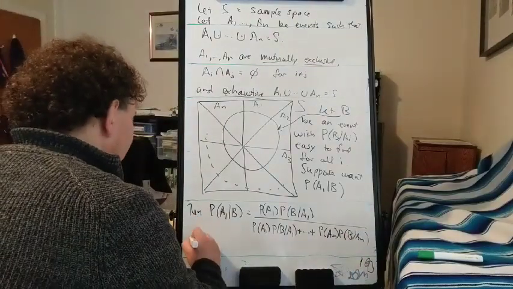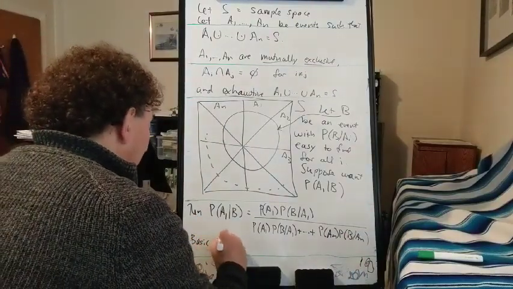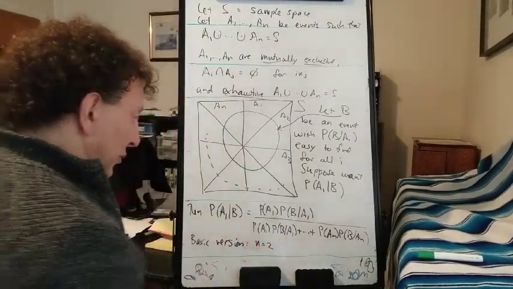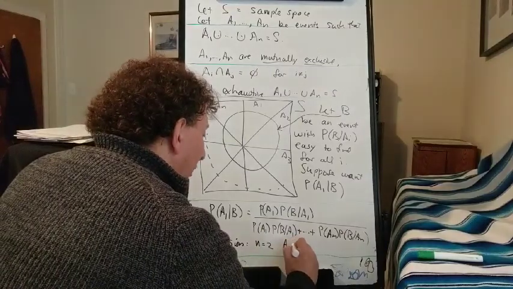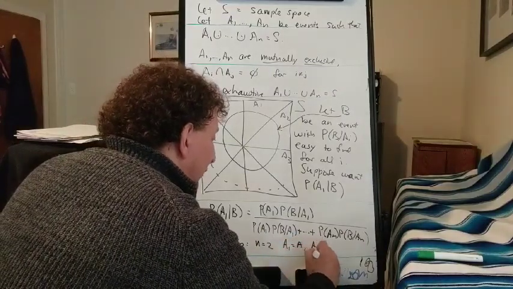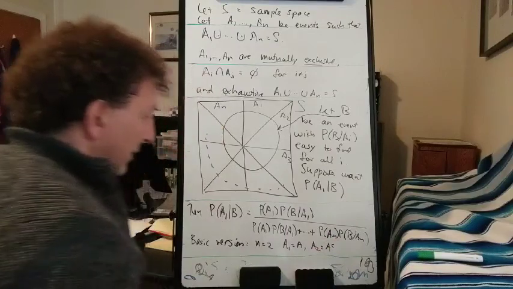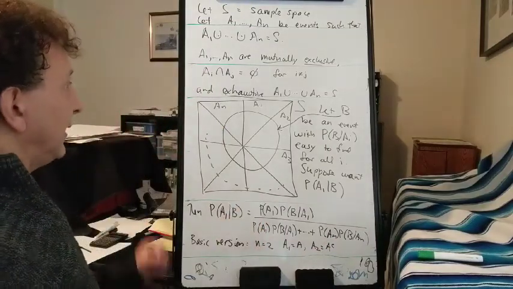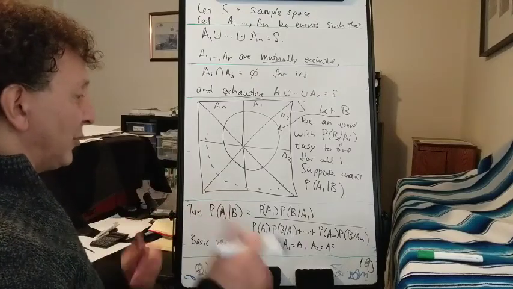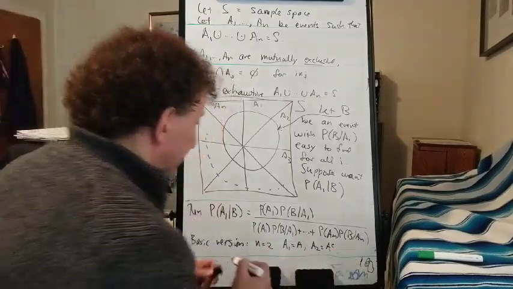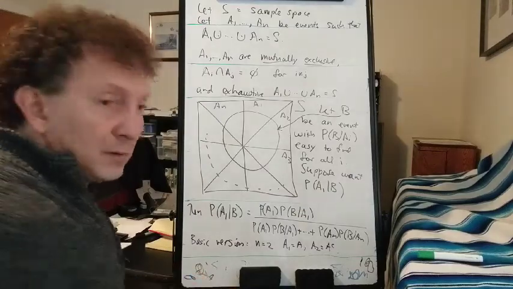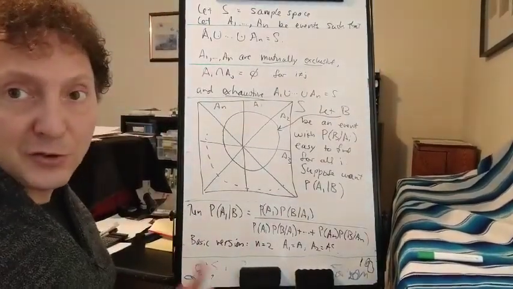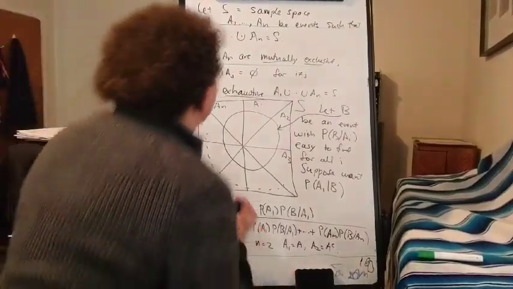So our basic version is n equal to 2. A1 we just called A, and A2 we called A complement. A and A complement are mutually exclusive and exhaustive. They take up all of S and they don't overlap at all. So this formula is the general version of Bayes' formula.